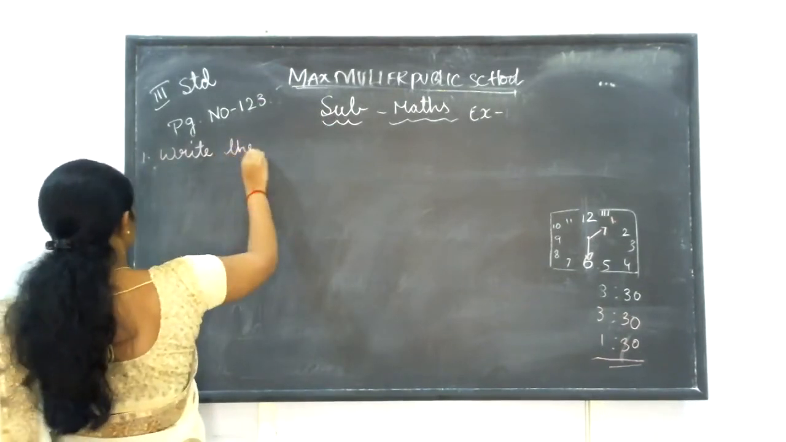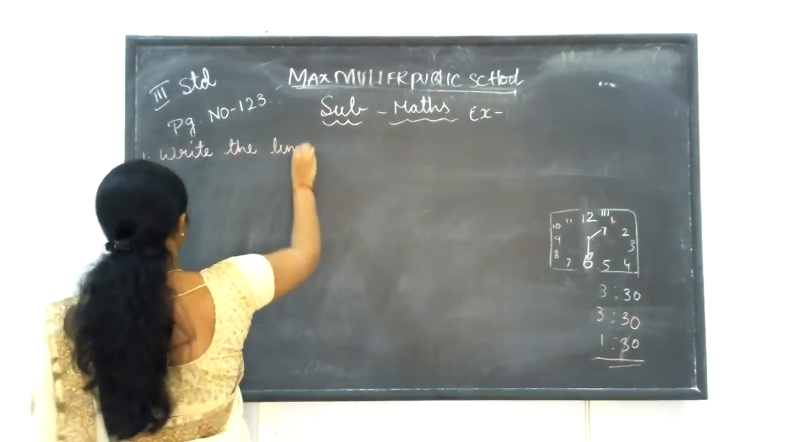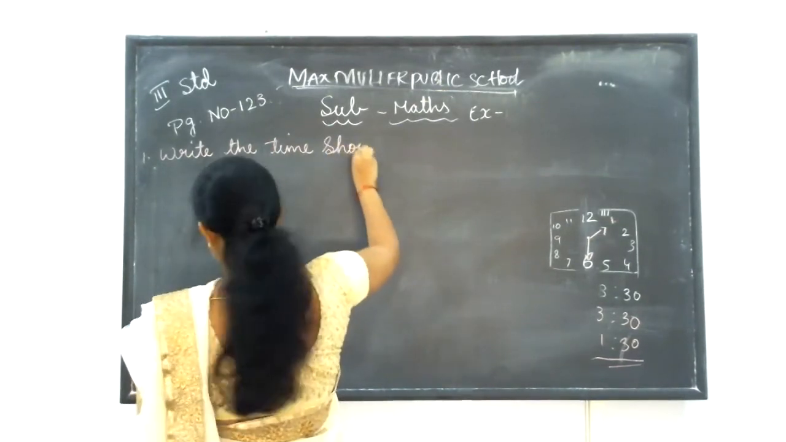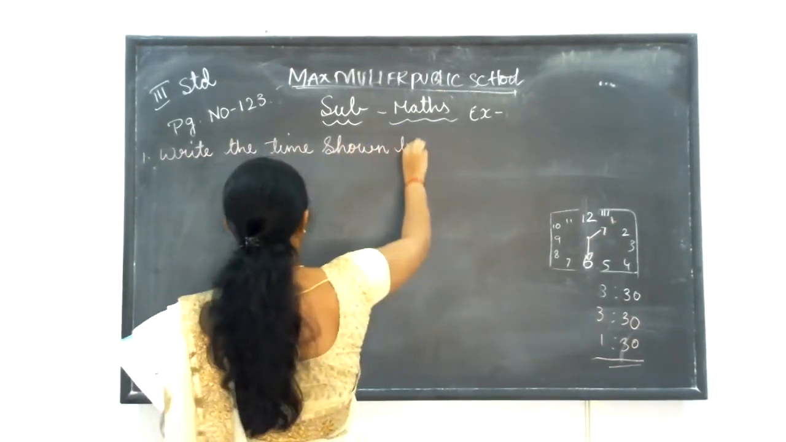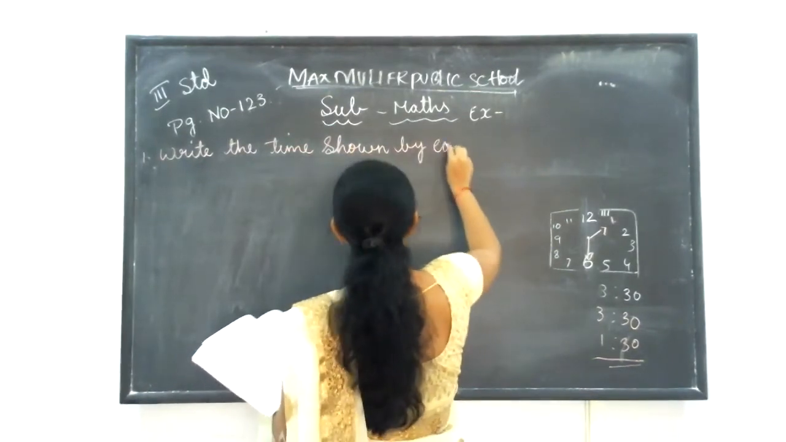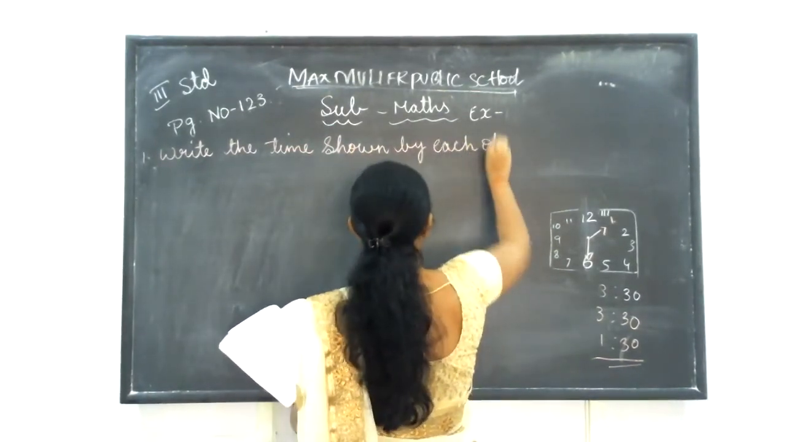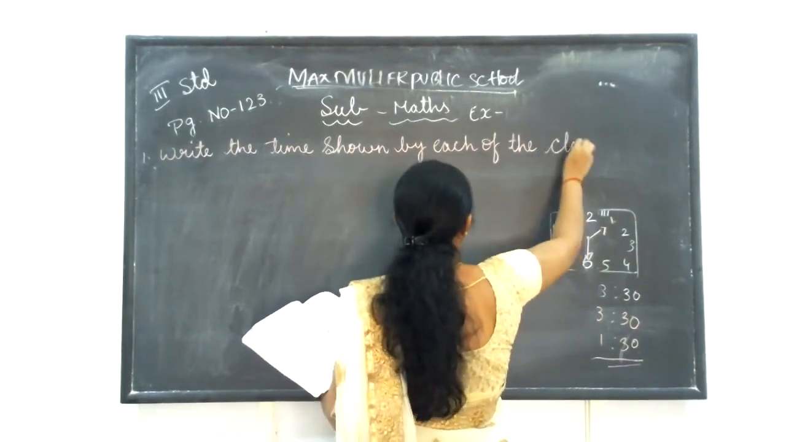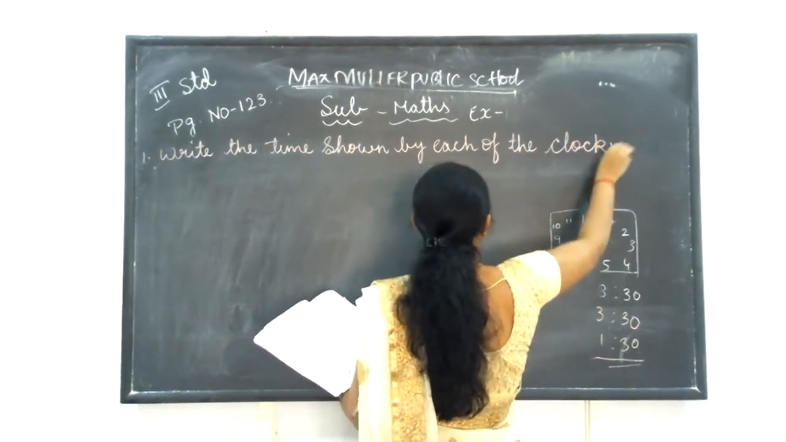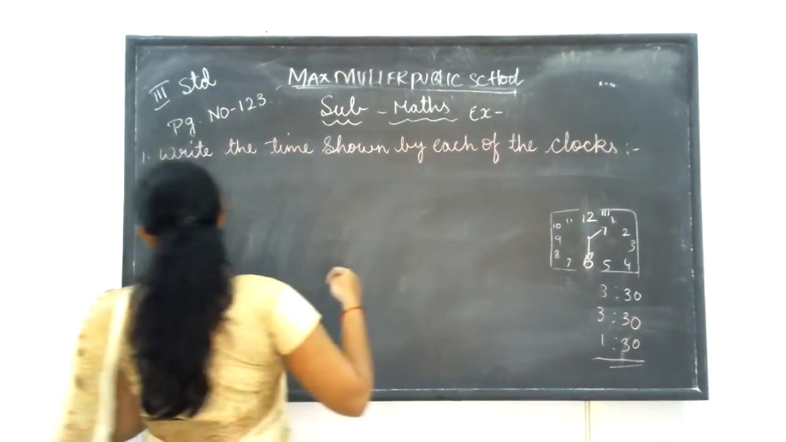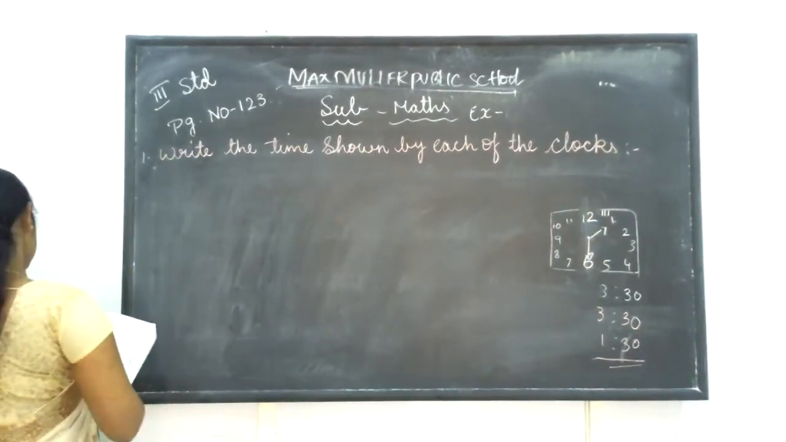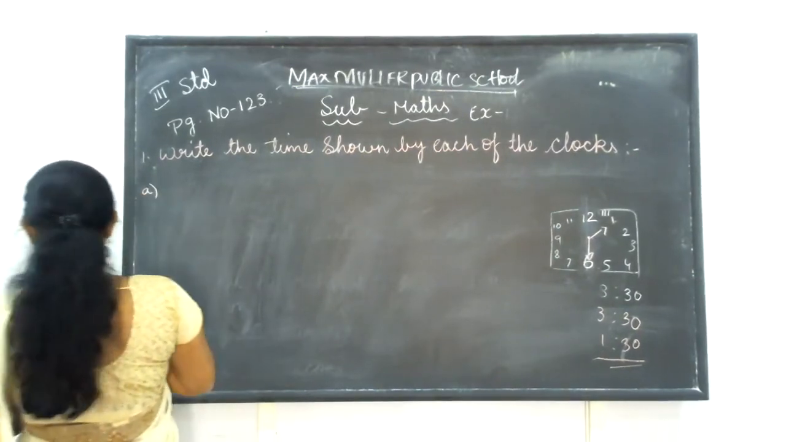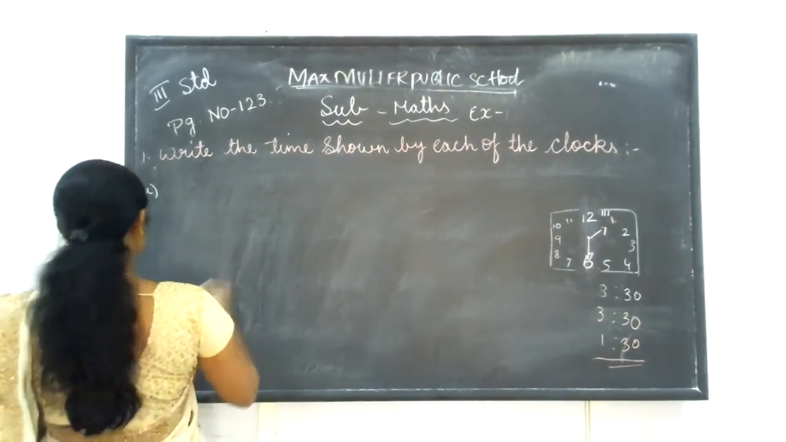First, write the time shown by each of the clocks. Here they have given the picture of the clock. Seeing that, you have to write the time. First one, you see. First one they have already done.